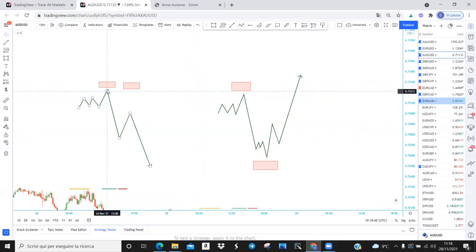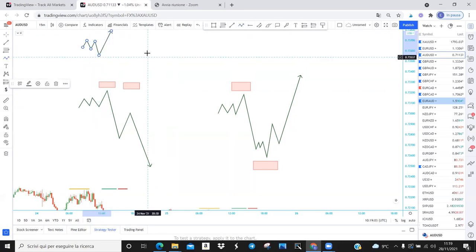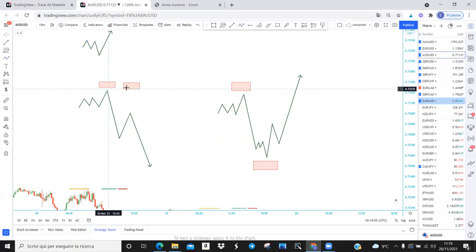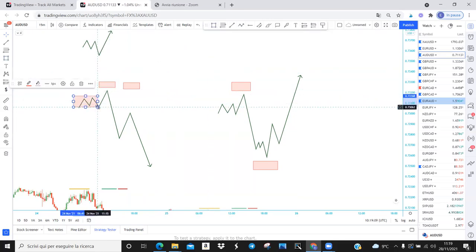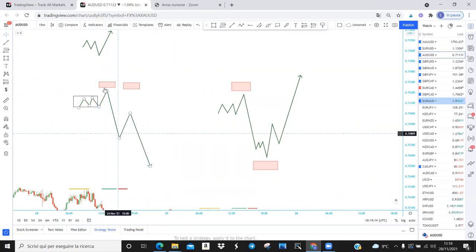During the London session, we usually have a manipulation of the Asian range. In this case, it is to the upside. We can also have the opposite example with the manipulation to the downside and then rally, okay? So manipulation during London after the Asian range, which is of course in the opposite direction of where the market wants to go.